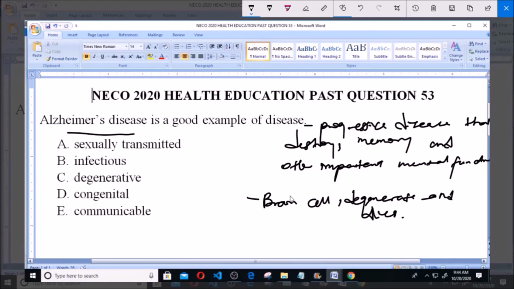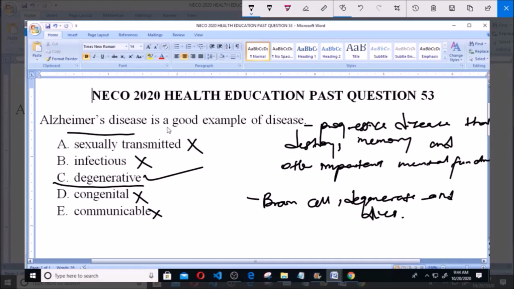Sexually transmitted disease here, which is option A, are diseases that are transmitted through sexual intercourse. But Alzheimer's disease is not transmitted through this means. Alzheimer's disease likewise is not infectious, that is it is not communicable, and also it is not congenital, that is it is not through birth. But Alzheimer's disease is a degenerative disease because it leads to degeneration of the brain cells. So therefore, this option is valid. So Alzheimer's disease is a good example of a degenerative disease.